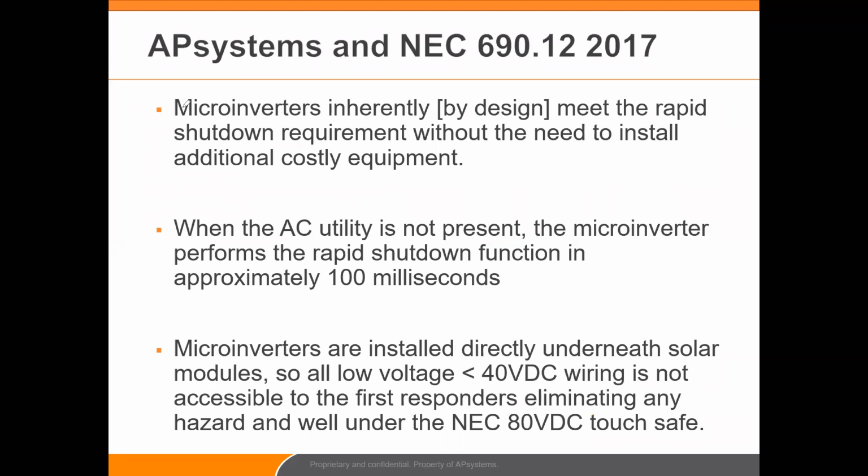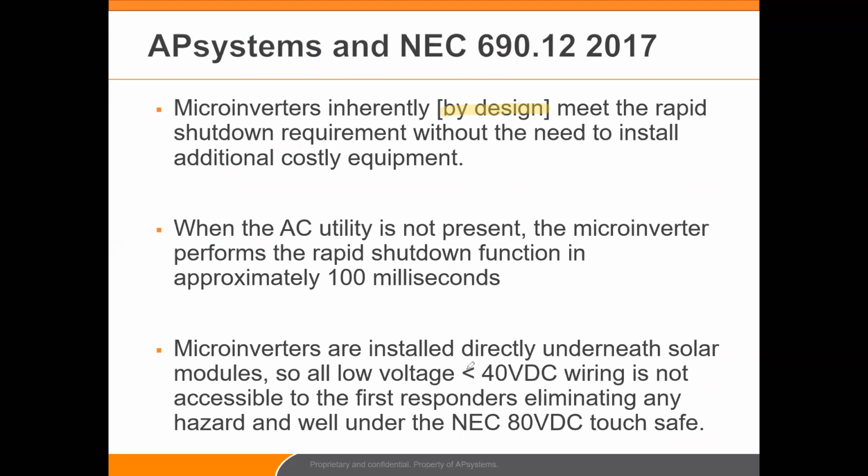Again, I just covered this, but basically we're talking about 690.12, and so we meet it by design, and have ever since the beginning. So like I said, microinverters themselves have this built-in device, the shutdown method. If the AC or frequency measurements are not met per IEEE 1547, we shut off in 1/10 of a second.